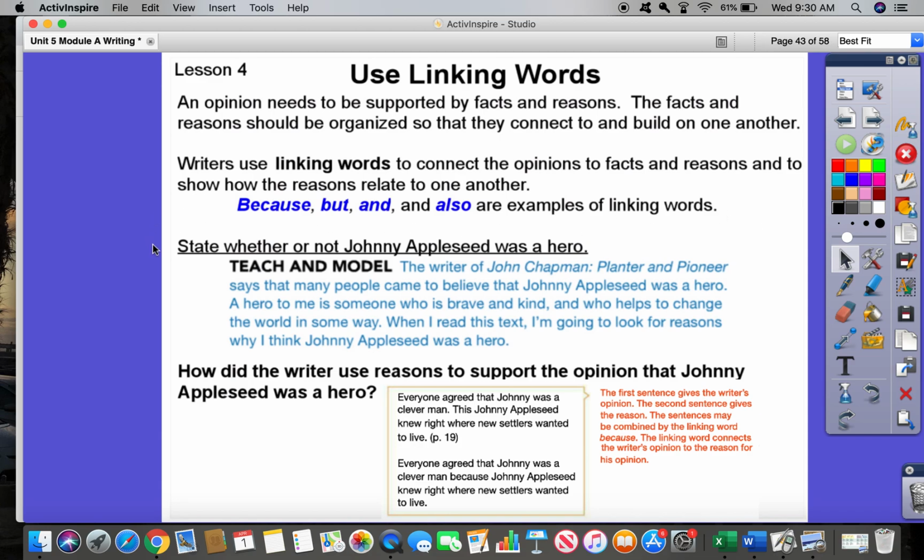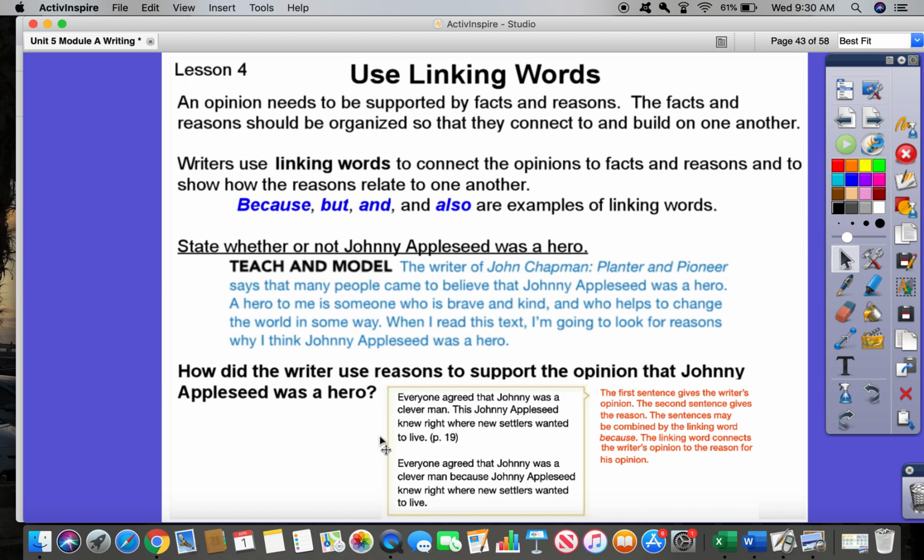So if I had to state whether or not Johnny Appleseed was a hero, this is what I might write. The writer of John Chapman, Planter and Pioneer, says that many people came to believe that Johnny Appleseed was a hero. A hero to me is someone who is brave and kind and who helps to change the world in some way. When I read this text, I'm going to look for reasons why I think Johnny Appleseed was a hero. So how did the writer use reasons to support the opinion that Johnny Appleseed was a hero?